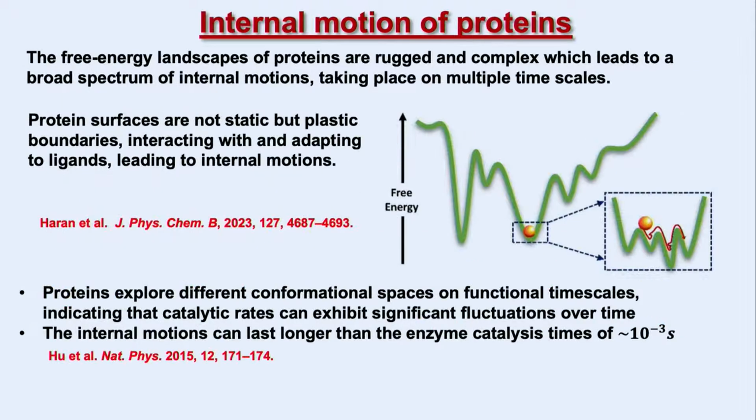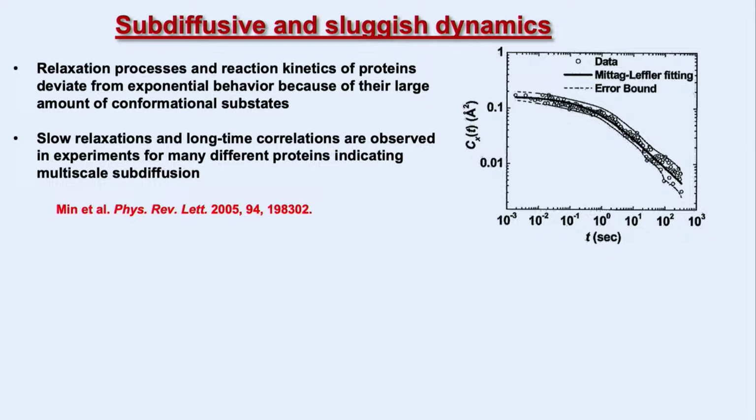Proteins are known to be rugged and complex, which leads to a broad spectrum of internal motions taking place on multiple time scales. Protein surfaces are not static, but are considered plastic boundaries where they interact with ligands, leading to internal motion. These are known to explore different conformational spaces on functional time scales. For example, in enzymes, the catalytic rates can exhibit significant fluctuations over time, and these internal motions can follow a power law behavior.